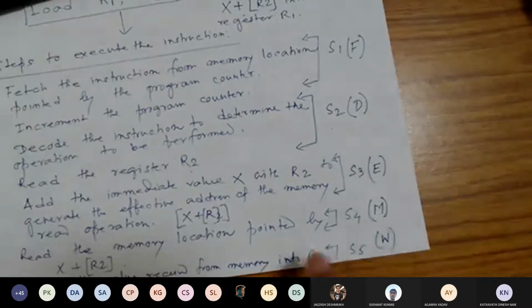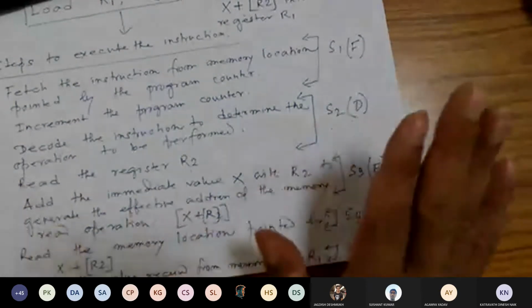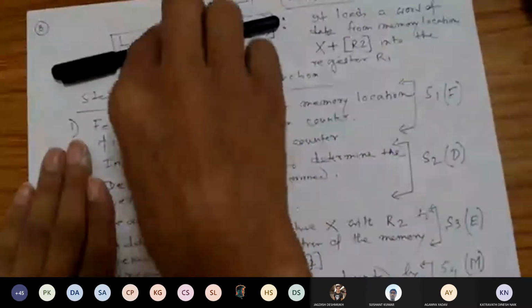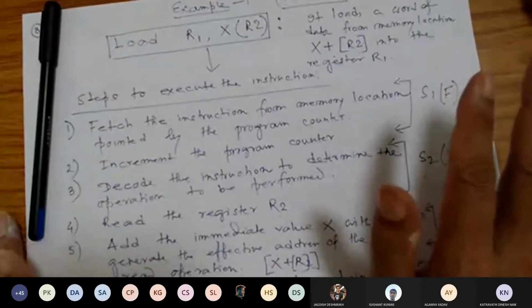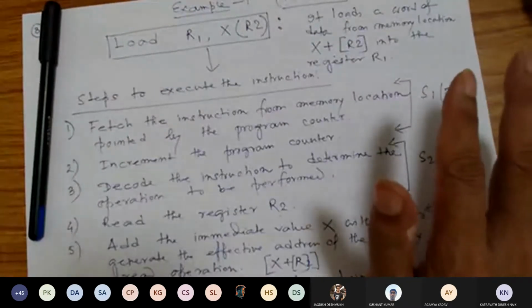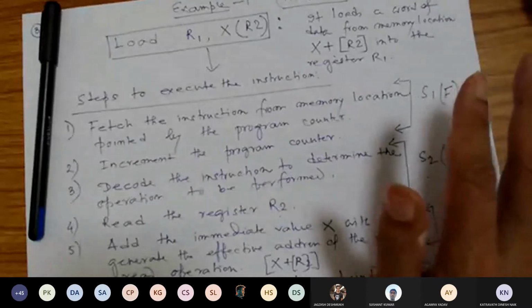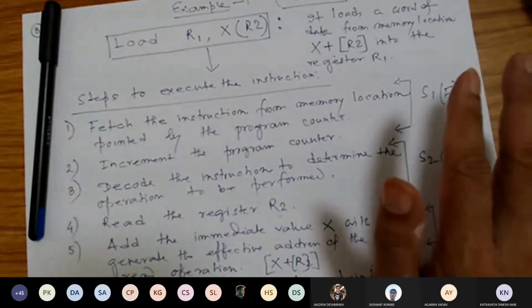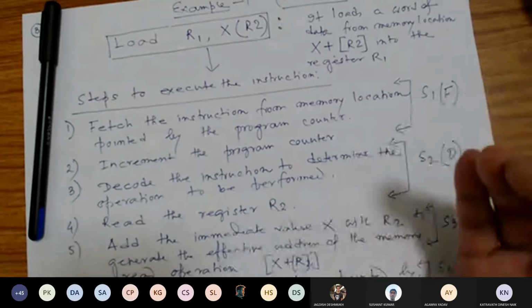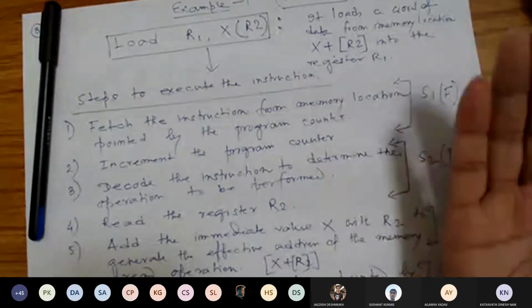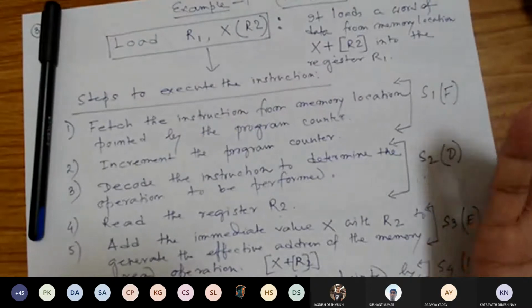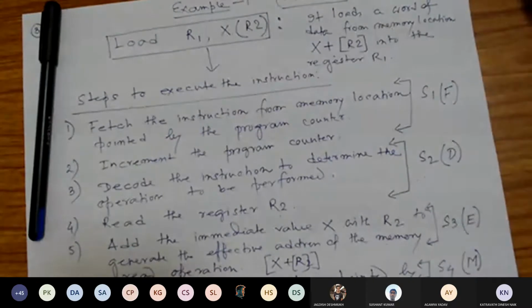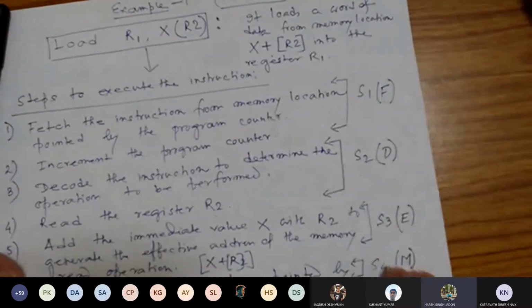Not necessarily that all these stages are needed in each and every instruction. We are only talking about one instruction. Let us see other instructions, and we'll see whether we actually need separate stages or the same stages can be used for completing the job. So can you repeat the names of the stages again?